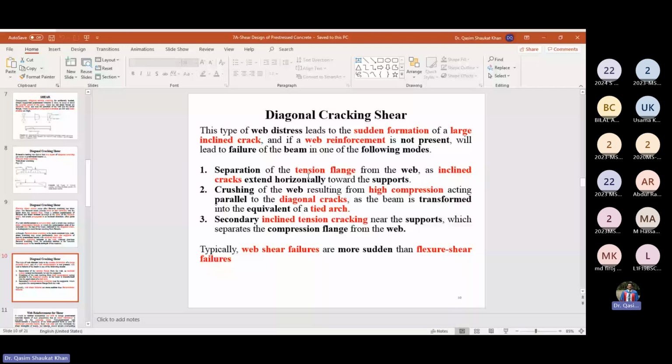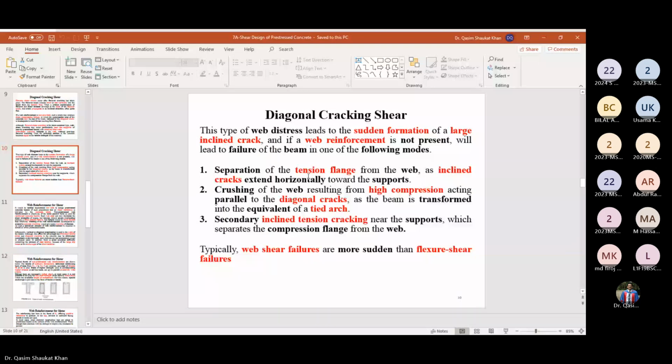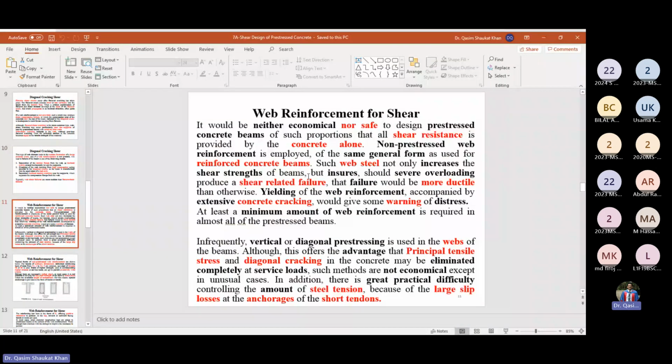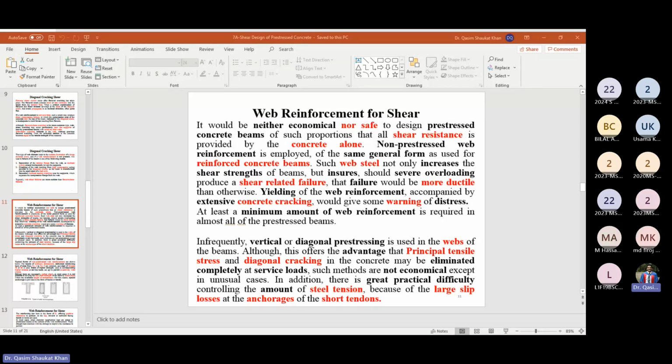So things are clear up to this point. Yes, sir. Okay. There are one or two students who have left the meeting. They can rejoin the meeting.